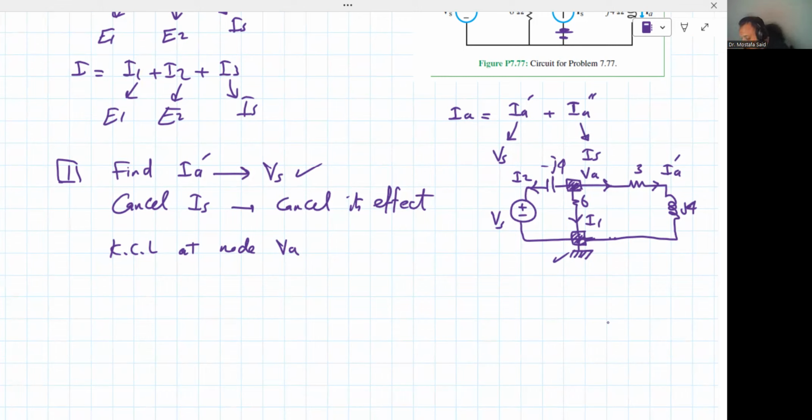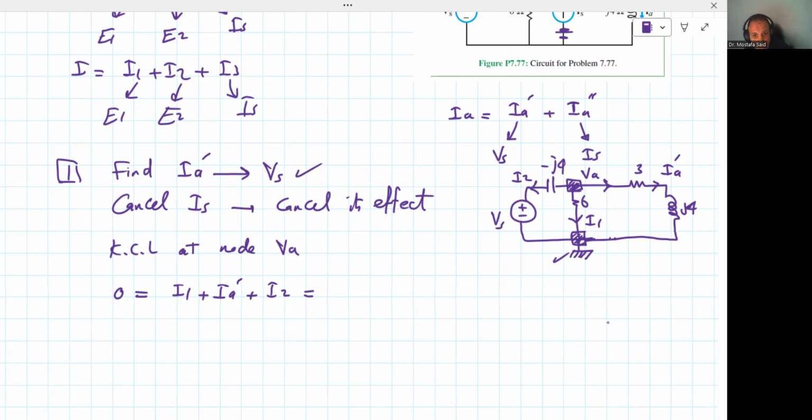So what are the currents that are going into the node? 0. All of them are going out. Good. Now, what are the currents that are going out of the node? We have 3 of them. We have I1, we have IA dash, and we have I2. Let's have I1 first. I1 is flowing into the 6 ohm resistor. So it's equal to the voltage across the 6 ohm resistor divided by the resistor value.